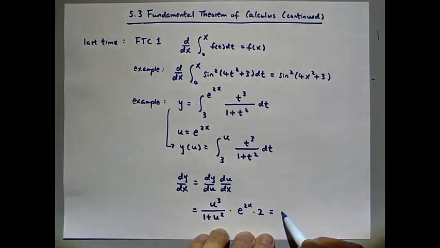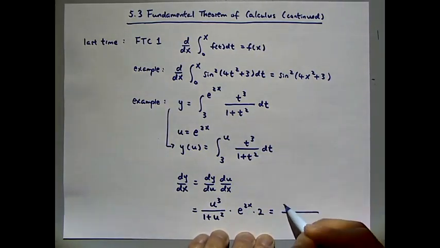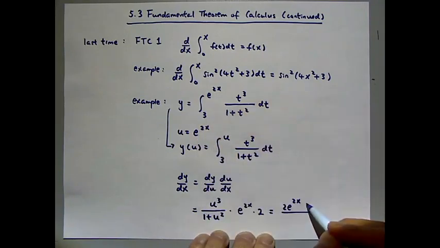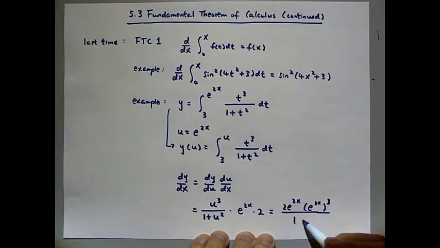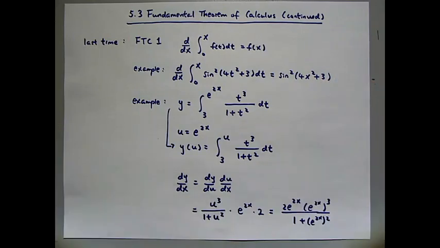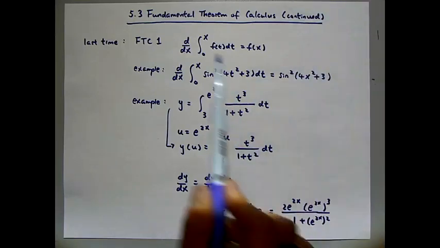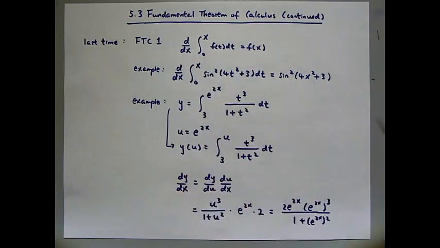Okay, finally we clean this up. 2e to the 2x, let me put it up here. You want to get rid of u. And we get that. All right, so there's the first version of the fundamental theorem of calculus. It ties together differentiation and integration, and then complexities involving using chain rule.